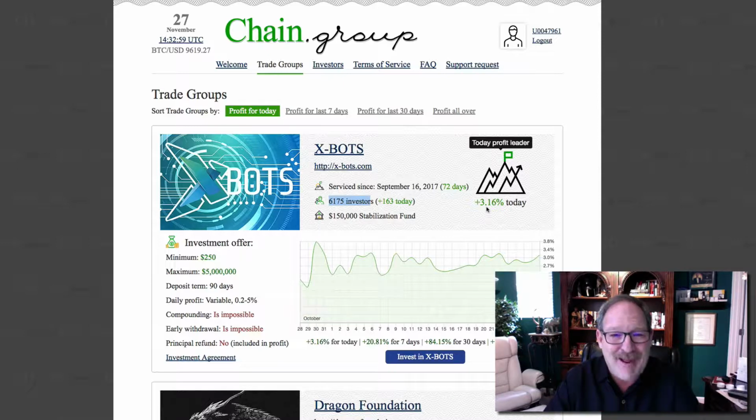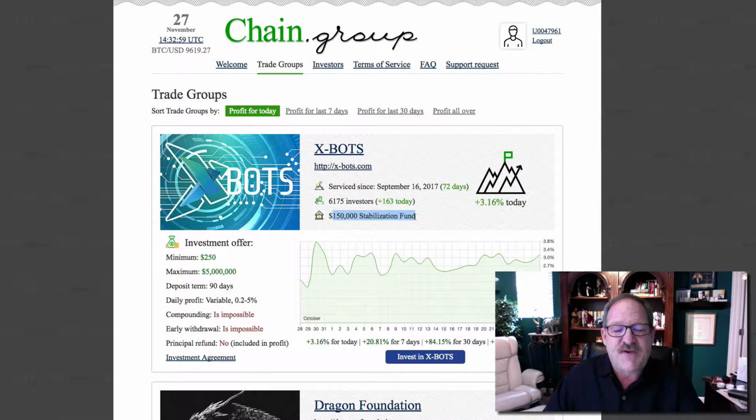Folks, your money in the bank makes 1% a year annual return in a savings account, okay? So if you multiply this by 365, it's absolutely crazy. It's over 1,000% return, okay? They have a stabilization fund.